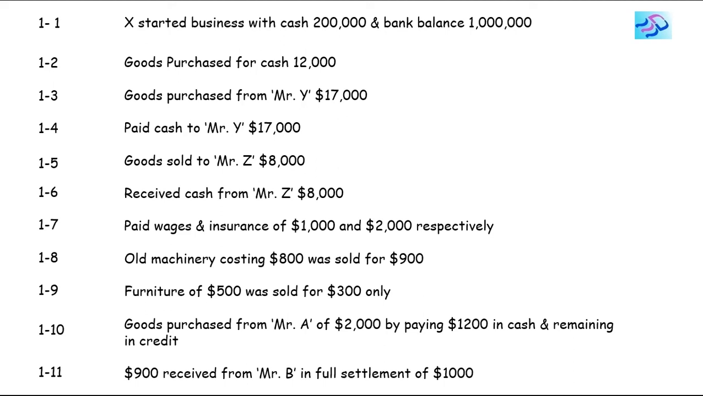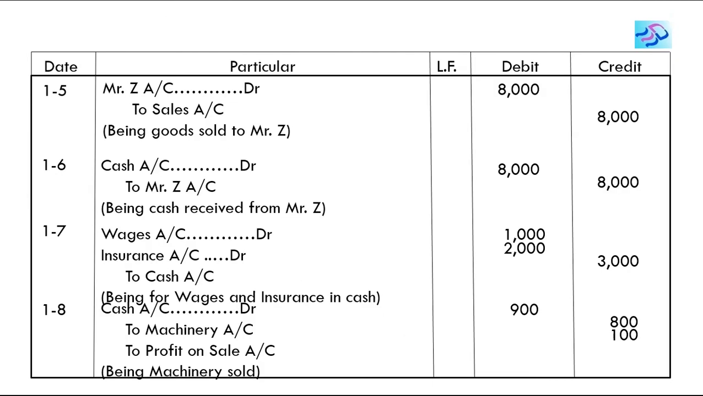So the next question is goods sold to Mr. Z. Here Mr. Z is the receiver and we have sold the goods. So the journal entry is Mr. Z account debit, receiver account debit to sales account.